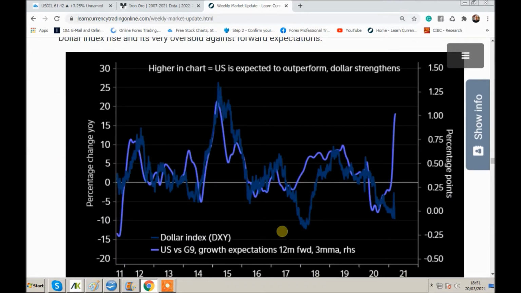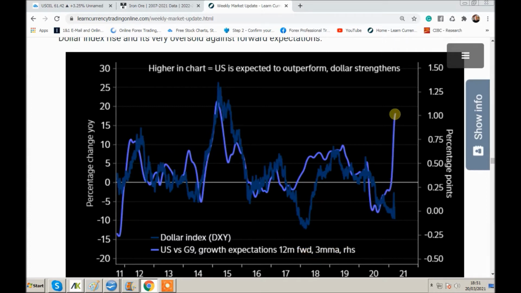The US economy is obviously having a huge boost from the Biden stimulus package, and this is the expected growth of the US versus the G9 countries. Growth expectations 12 months forward. And you can see they've soared.